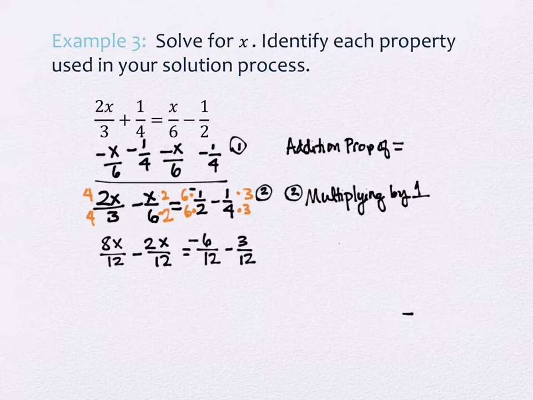Okay, so on the left-hand side, 8x over 12 minus 2x over 12 is what? 6x over 12. And on the right, negative 6 over 12 minus 3 over 12 would be negative 9 over 12. And again, because they are both over 12, just like Demi said, we really only have the numerators. The denominators already match. The numerators have to match as well.